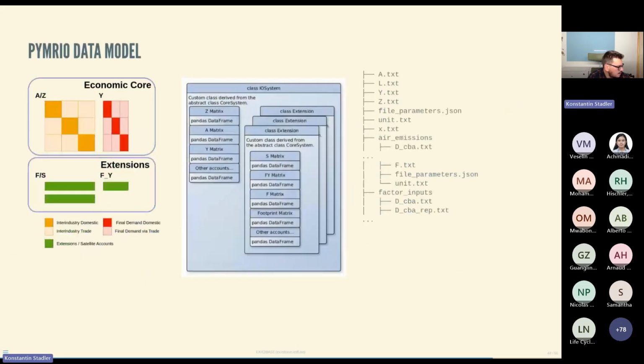In Pymrio, the data model follows the economic structure I presented before. So we have this economic core with the A and Z matrices and the final demand. We have extensions, separated into the extensions for the inter-industries and for the extensions to the final demand. And these are actually then mirrored as objects in an MRIO class. And then we have these individual matrices as pandas data frames in this object. And if we then store this MRIO, it again mirrors the same structure.